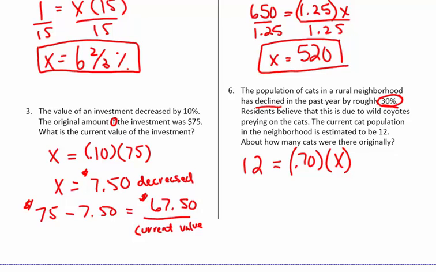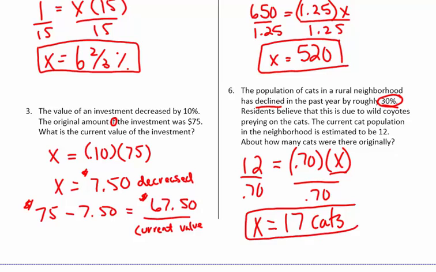It's taking away 30%. This is the original amount. This is how many there are now. So we divide by 0.70. Again, we're looking for a number that's bigger because there used to be more cats in the neighborhood. And it works out to be about 17 cats. So all ways we can use percents. Keep in mind your answer should make sense when you do it.